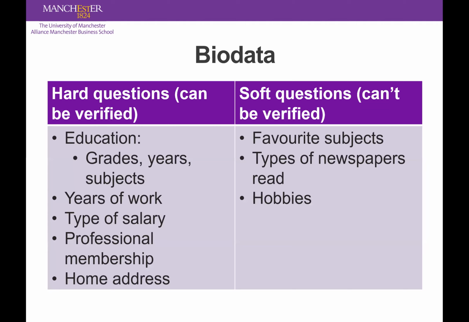Basically, biodata can be differentiated into two major types. The first one is hard questions that can be easily verified, such as education, degree, years of work, type of salary, professional membership, and also the home address. Soft questions are usually very difficult and cannot be verified, such as favorite subject, the type of newspaper read, and also hobbies.